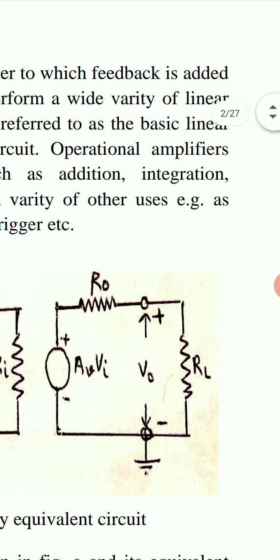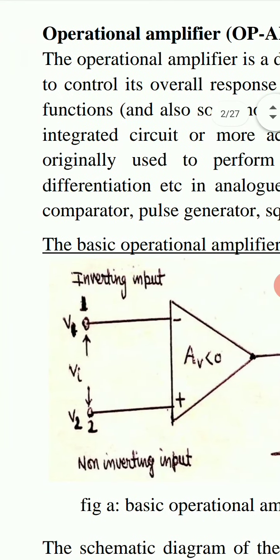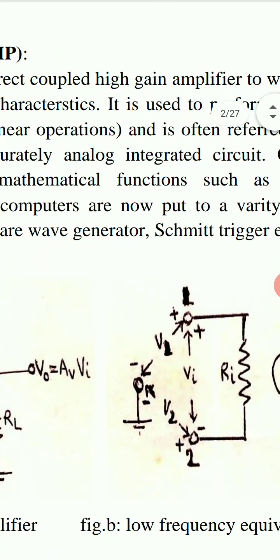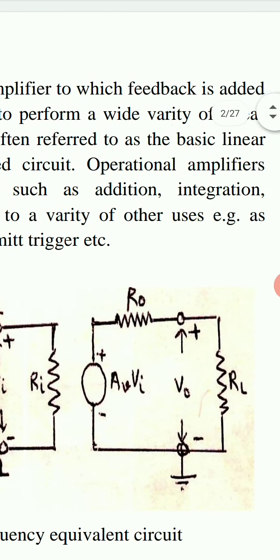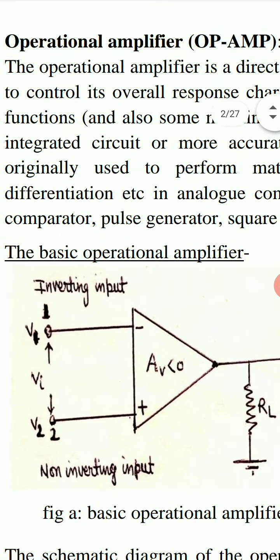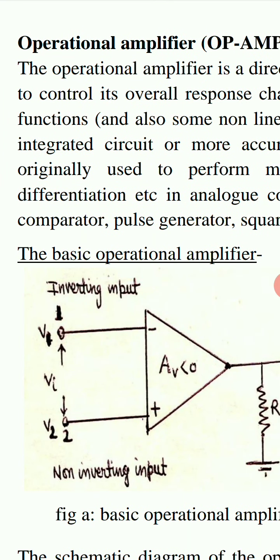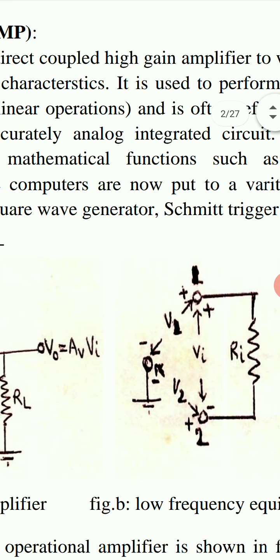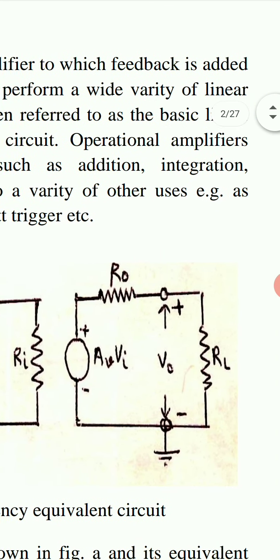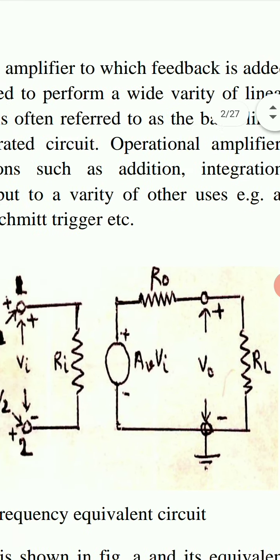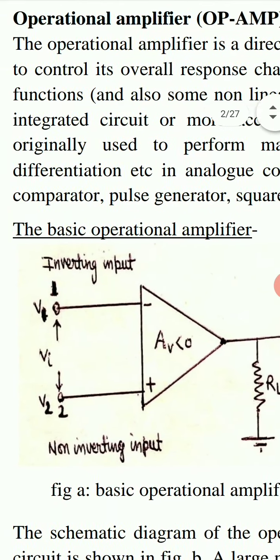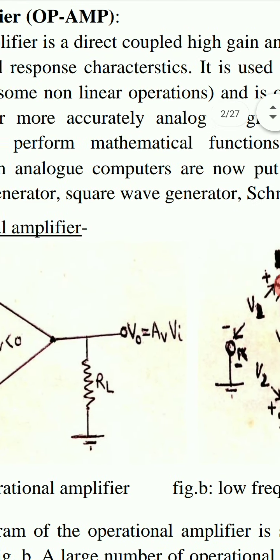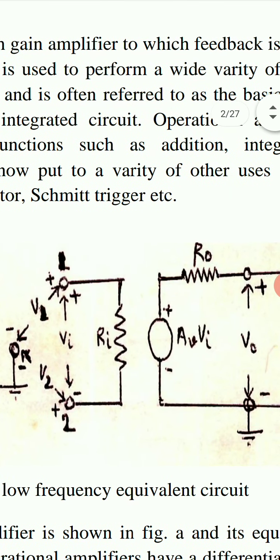Operational amplifiers, originally used to perform mathematical functions such as addition, integration, differentiation, etc. in analog computers, are now put to a variety of other uses, that is, as comparator, pulse generator, square wave generator, Schmitt trigger, etc.